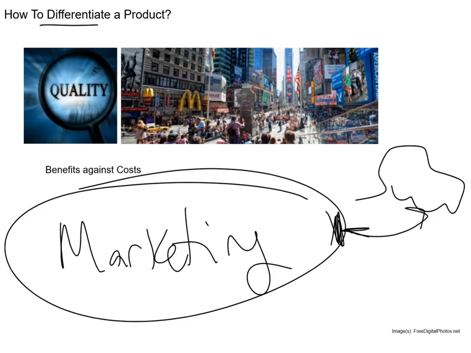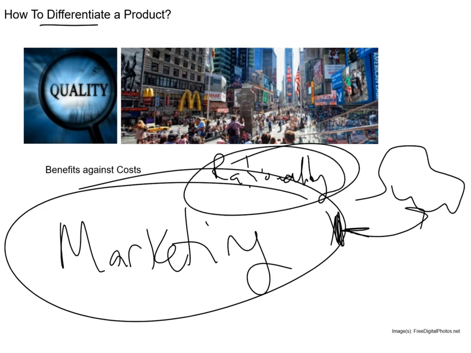Marketing is what differentiates a product. That's not true, right? That's not the only thing that differentiates a product. There can also be a quality component. But we can think about rationally, when should a firm do marketing? What are the benefits?